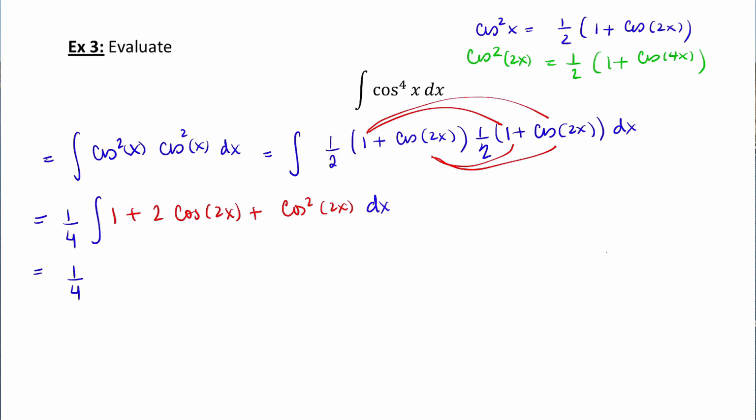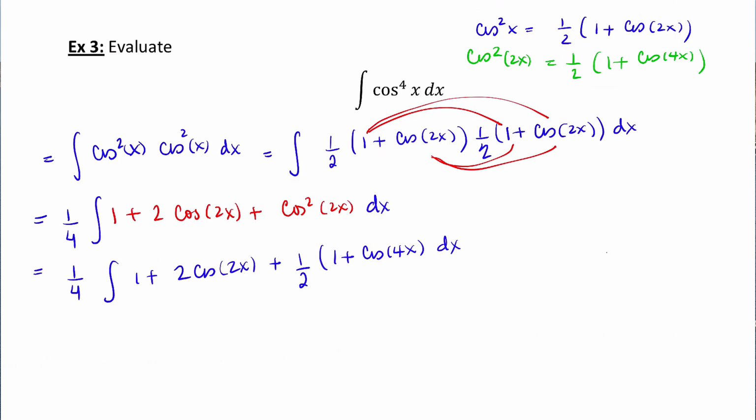I have 1 over 4 times the integral of 1 plus 2 cosine of 2x plus, and then replace cosine square of 2x with 1/2 times 1 plus cosine of 4x dx. Very nice. Perfect. So what do I have here? Now I can do this. I can integrate this one by one.